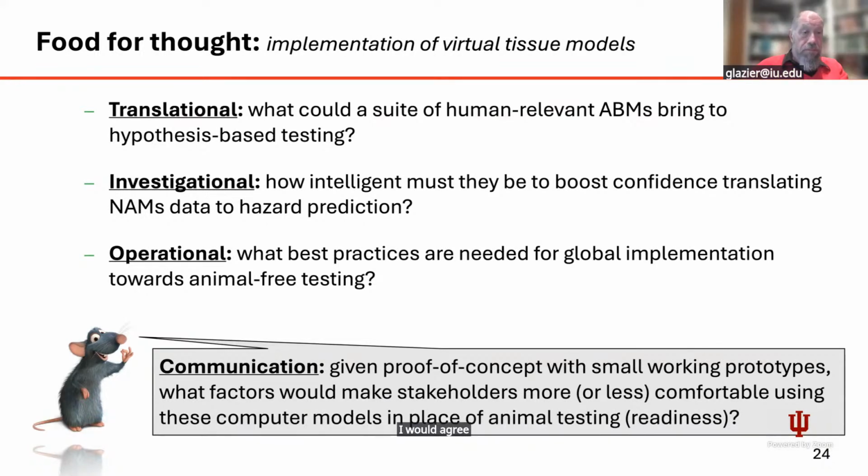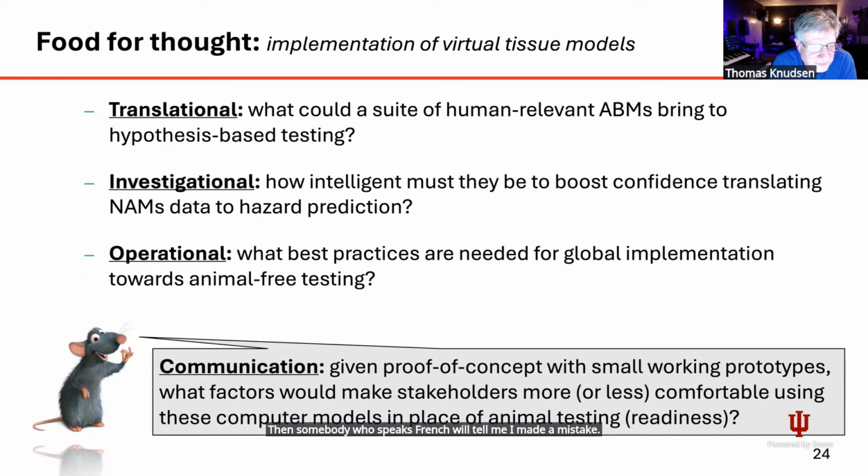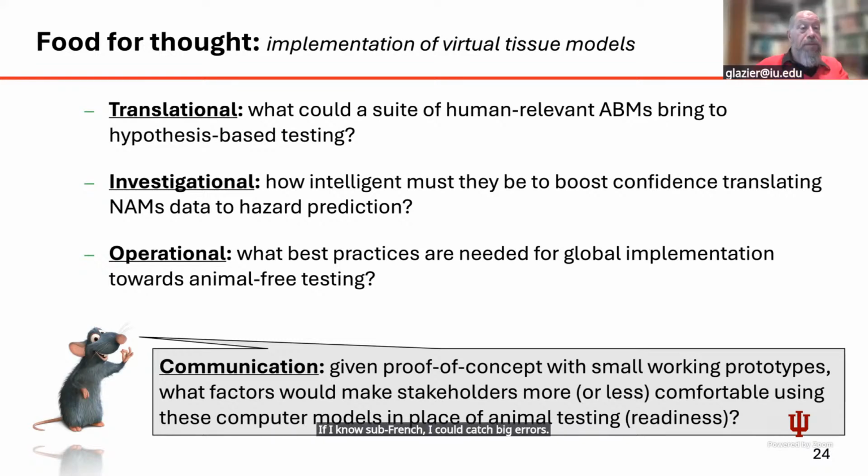I would agree completely. I don't think LLMs replace us. I think they can make us more efficient. And again, I would use the example of translation. If I type English text into an LLM like ChatGPT or Claude and ask it to translate it into French, it will do a decent job, but it'll make some mistakes. If I speak no French at all, all I can do is use it. And if it's wrong, then somebody who speaks French will tell me I made a mistake. If I know some French, I can catch big errors, but I may not be able to fix the problem, though I may at least know there are problems. If I know French very well, then I can fix the errors myself.